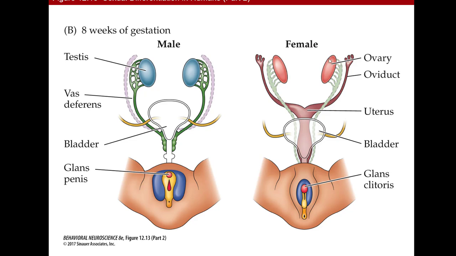Over here, we have an indifferent gonad that is developing into an ovary. We have the Mullerian duct system that's developing, and the Wolffian duct system is fading away. And we have the genital tubercle becoming more of a clitoris here.